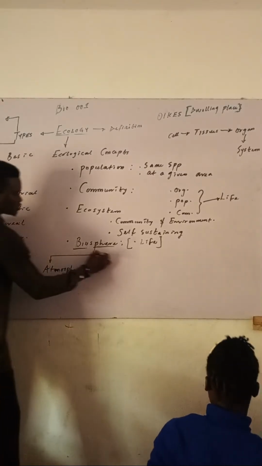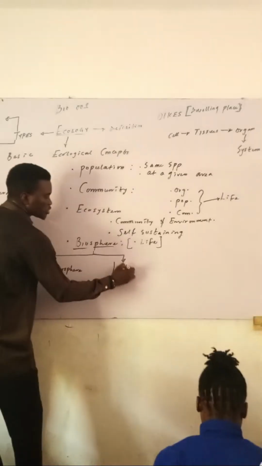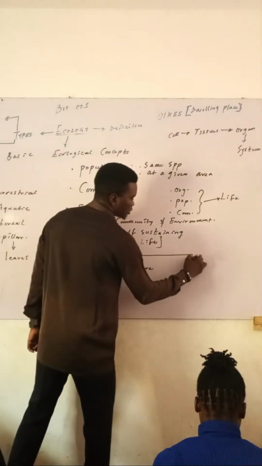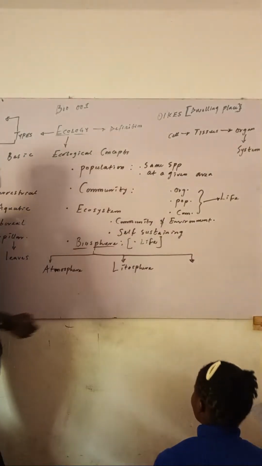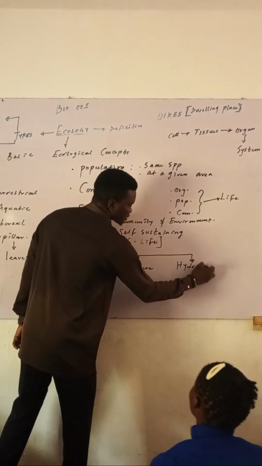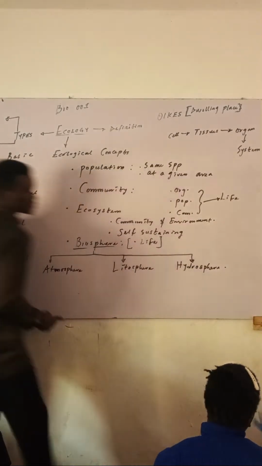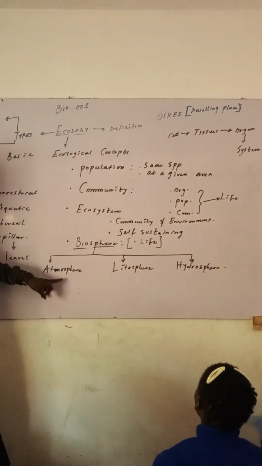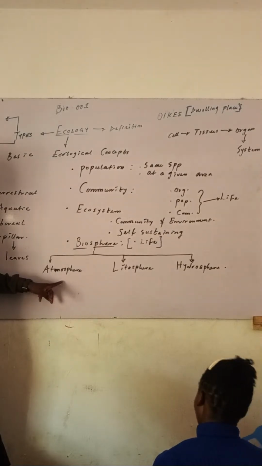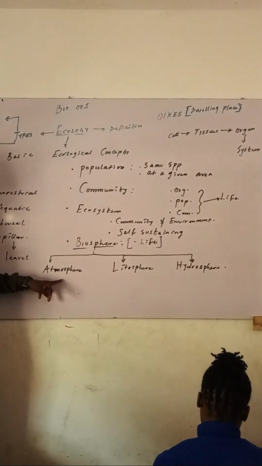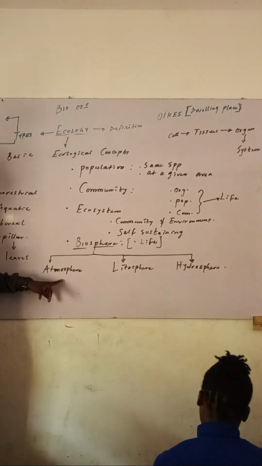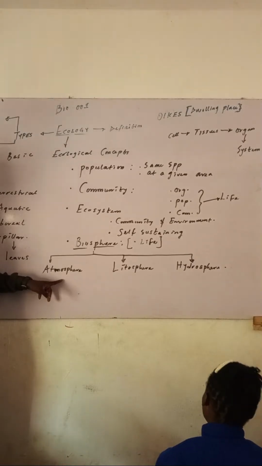I hope you are following. Then we have what we call the lithosphere. And which other one? We have what we call the hydrosphere. So, do you know that you have lives in the air? That is called the atmosphere. The atmosphere still has layers. That's where you have some organisms that will survive at that location.